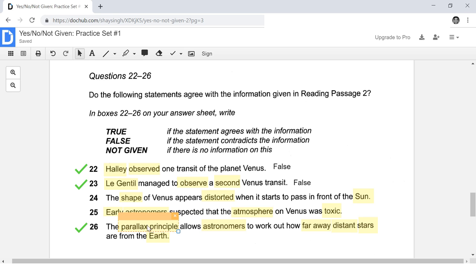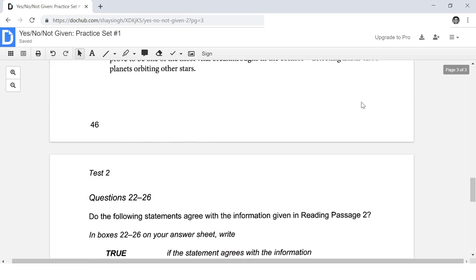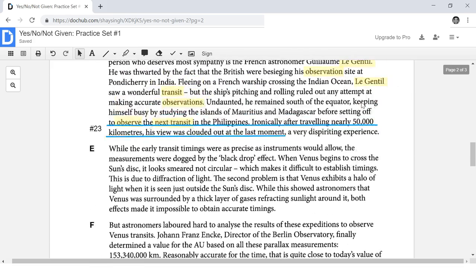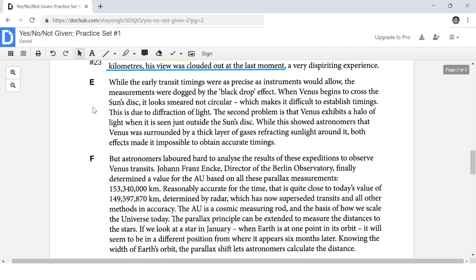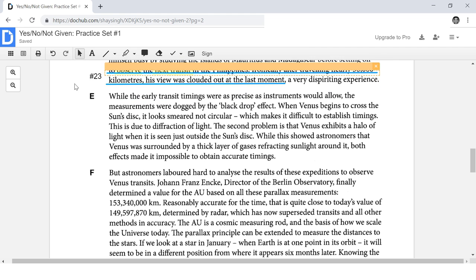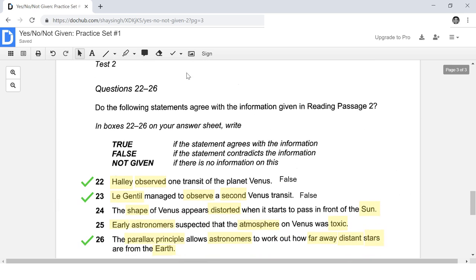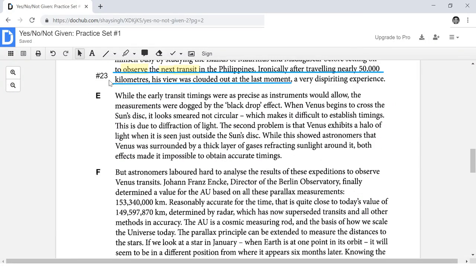It'll be easy to find these keywords, parallax principle and stars. So let's see if we can find these keywords, parallax principle and stars. So I'm going to start from here because it goes in order. So 23 is here. So the answer to number 26 has to come after this point.